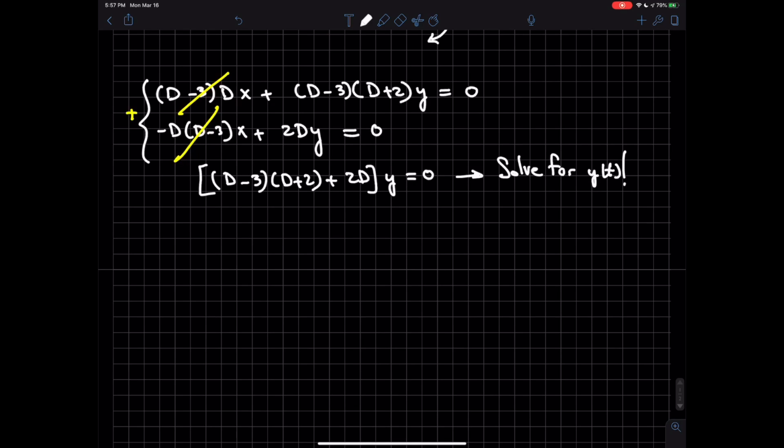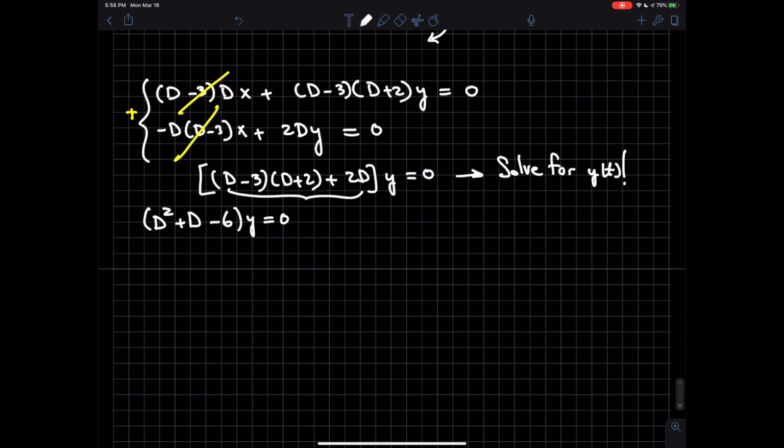Now here, if I simplify what's inside the brackets, I'll have d squared plus d minus 6, applied to y. And guys, this is a homogeneous second order differential equation, and you can see the characteristic equation is already showing itself. So basically my characteristic equation here will be m squared plus m minus 6 equal to 0. If I factor this, I need factors of 6 that differ by 1, 3 and 2, so you get a positive 3 and a negative 2. So my roots are m is equal to 2 and m is equal to negative 3.